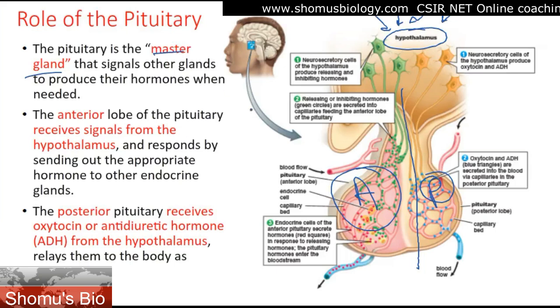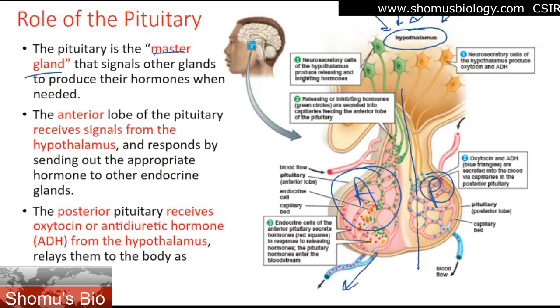Now, this pituitary gland signals many other glands in our body, like the thyroid gland and parathyroid gland. It signals the adrenal gland. It signals the beta cells of the pancreas as well, to secrete different types of hormones linked with their function. Now, the anterior lobe of the pituitary receives the signal from the hypothalamus and responds by sending appropriate hormones to the necessary endocrine glands. So the pituitary is a master, and it is not affecting any function of our body directly, but it is activating or influencing other glands of our body to release hormones. That's how it's controlling all the other glands.